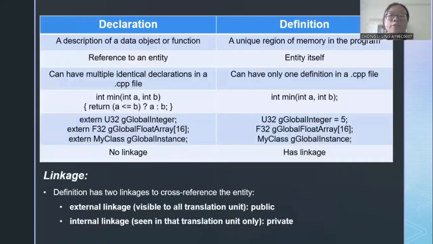For declaration versus definition, you can have multiple identical declarations in a .cpp file, but only one definition in a .cpp file. Declaration has no linkage, but definition has linkage to cross-reference the entity, such as external linkage, which is visible to all .cpp files, with the keyword public, and internal linkage, which is seen in that .cpp file only, with the keyword private.